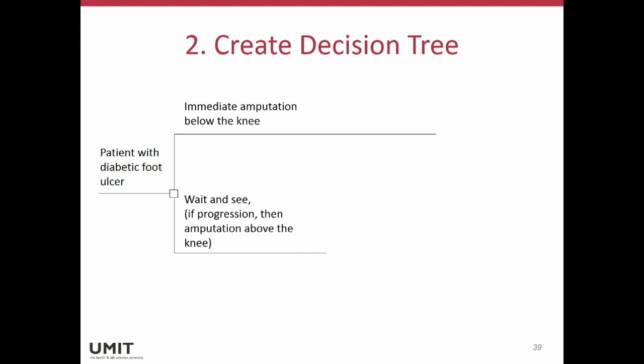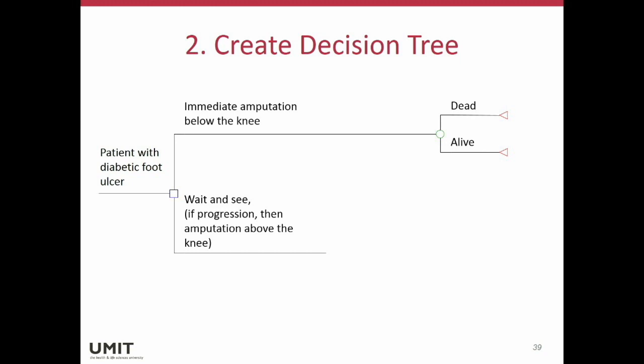So what's the next thing that can happen? So this is a decision we can take. But now the decision is made, and the rest basically depends on chance or nature, on fate. So what can happen? What can happen with the immediate amputation below the knee? You can die or survive. So that's the next piece in my decision tree.